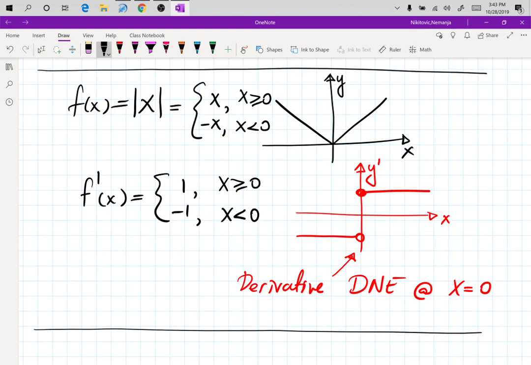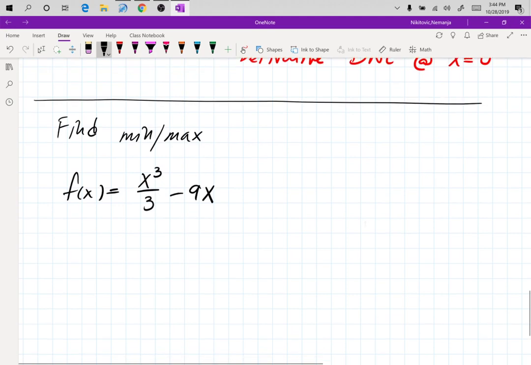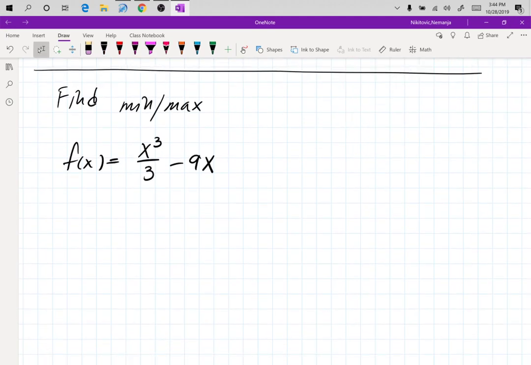So, find min max for, so let's go simple first, obviously. f of x equals x cubed over 3 minus 9x. So you should be able to differentiate this, set it equal to 0, and calculate values. Go.